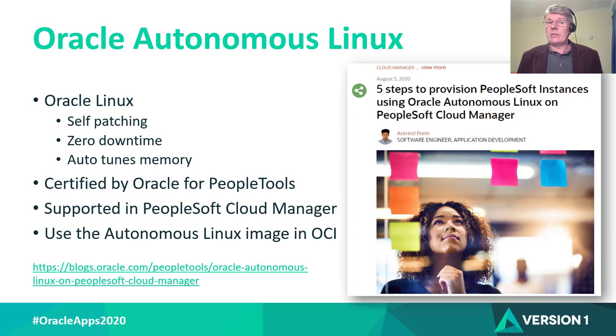Well, one of those images is of Autonomous Linux. What is Autonomous Linux? It's Oracle's Linux system, which is autonomous in the sense that it will self-patch. It will allow you to patch without having to reboot the server, so zero downtime patching. And it will automatically tune memory and disk I/O and other characteristics of the Linux server based on the workload that's being demanded of it.